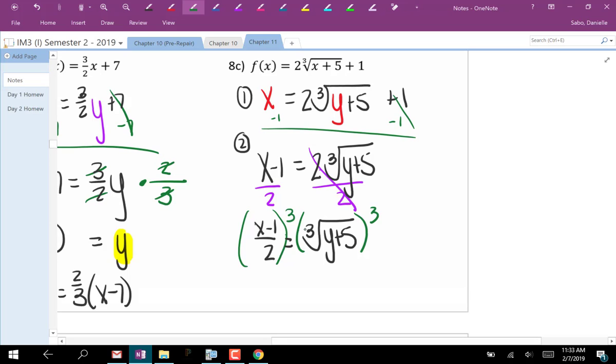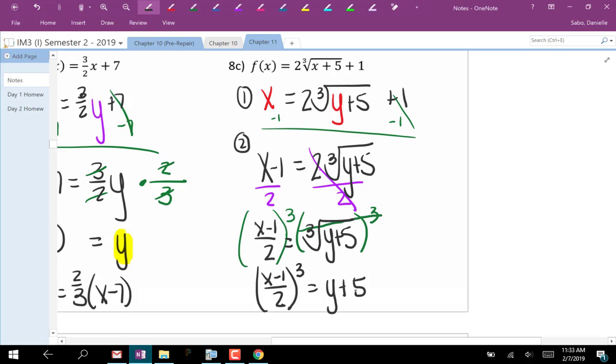Because now look, that goes away. And I am left with x minus 1 over 2, all to the 3rd power, is equal to y plus 5, because that's what's left inside. And we just have one more step, and we are done. Remember, y needs to be alone, and we're really close. That's why I love math sometimes, and it's not because of the equations and the solving. It's the thought process, the logic behind this is kind of cool, in my opinion.